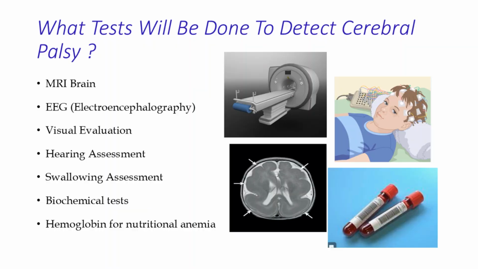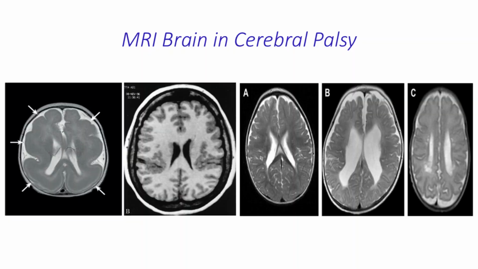So when a child comes with cerebral palsy, what are the investigations we advise? So we'll try to do an MRI brain neuroimaging to confirm the extent of injury which has happened at the time of birth or prior to birth or post delivery. So neuroimaging or MRI brain is the first modality of investigations which we do.